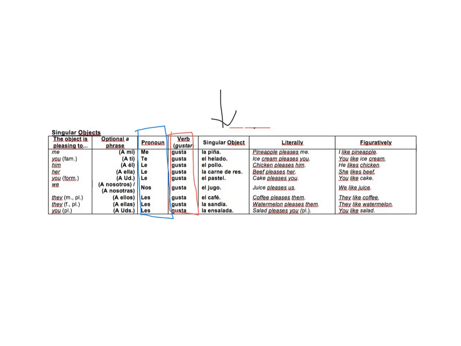We're going to see one more thing here, and that's this optional a phrase. It's optional. The me can only be that something is pleasing to me. It can't refer to anybody else. In most cases, that's true. But for some of them, a él, a ella, a usted, or a ellos, a ellas, a ustedes, that le or les could be confusing. So sometimes if we don't know whom we're speaking about, we're going to add that a phrase to explain more clearly who that is.